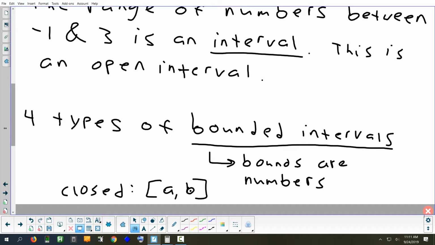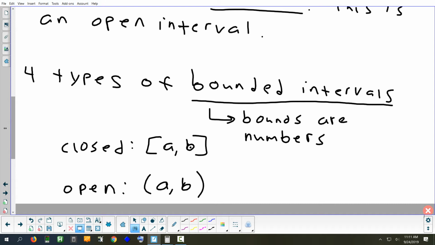That's what makes this interval bounded. What could you have in an interval that's not a number? We've had some intervals that have had this symbol in it. Infinity. Once you throw infinity in an interval, now it's unbounded. Unbounded because infinity goes on forever. There's no limit. Bounded means you stop somewhere.